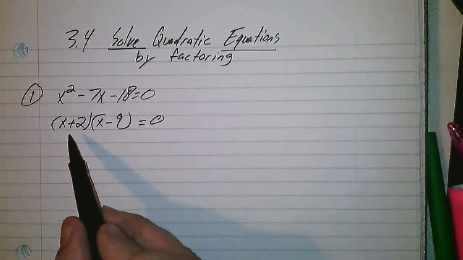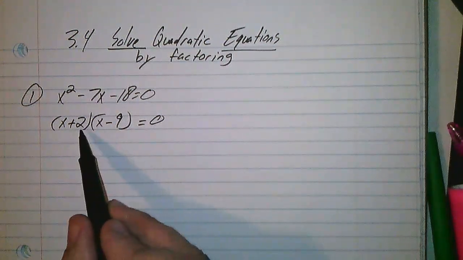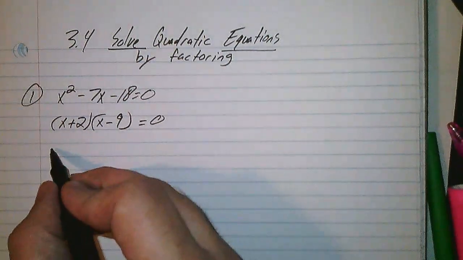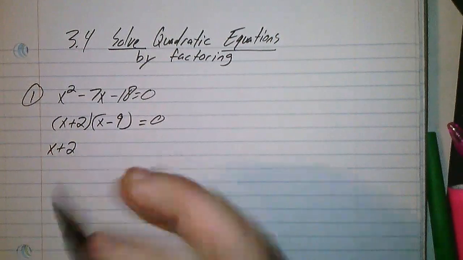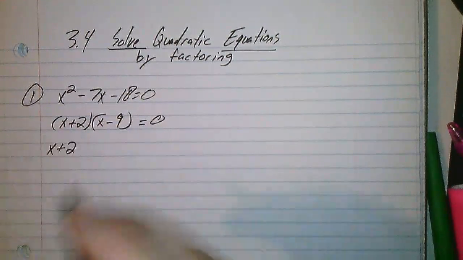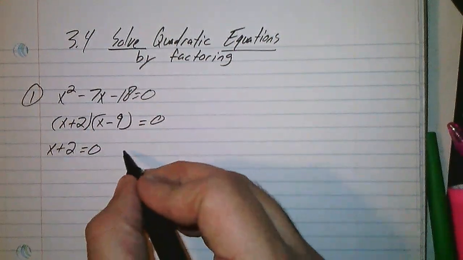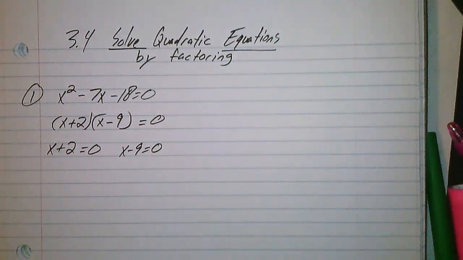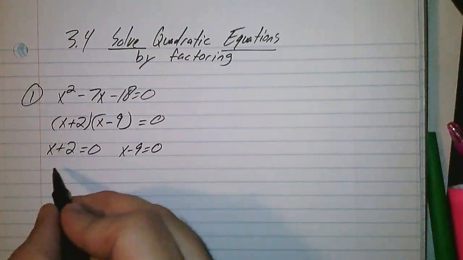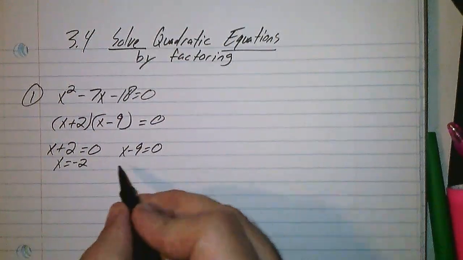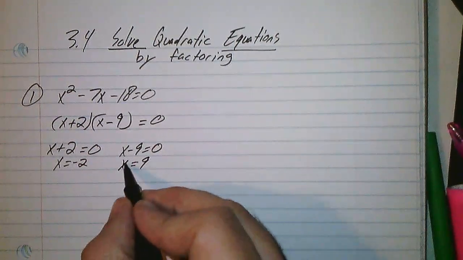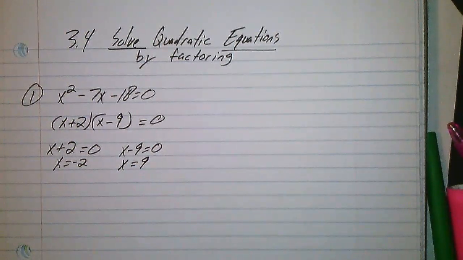So again, previously, we would stop here, but our answers are not positive 2 and negative 9. Once we get our 2 factors, what we have in parentheses, we set each factor that contains a variable equal to 0. Subtract 2 from both sides over here. And then for x minus 9, we add 9 to both sides. And those are the 2 answers.